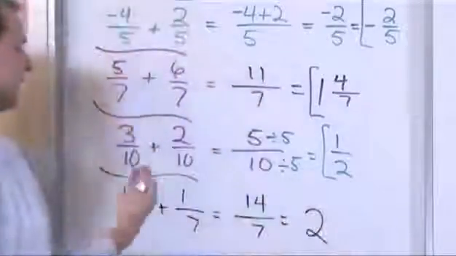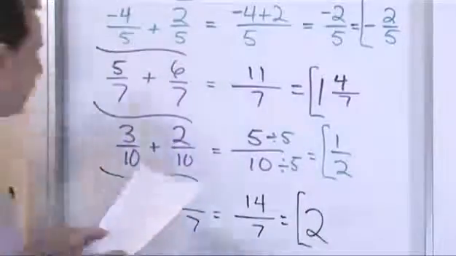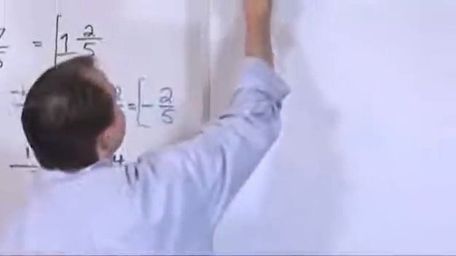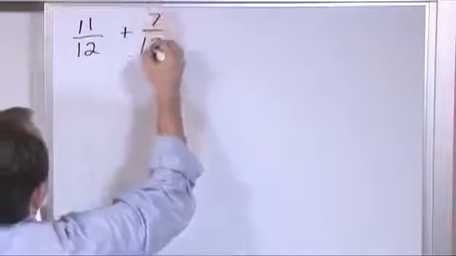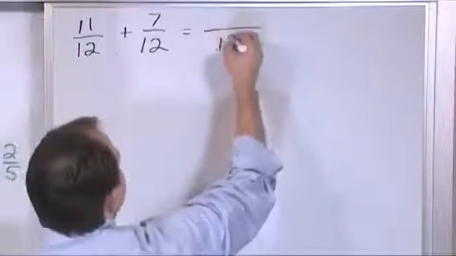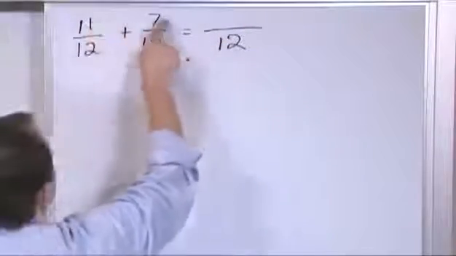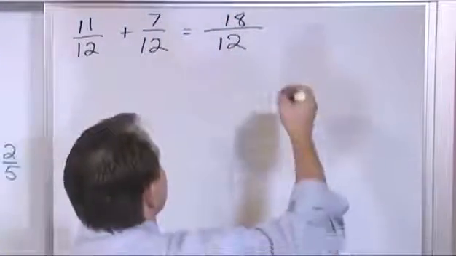It can go 2 full times, and there's no remainder at all, so the answer is just 2. So that's the answer. Now, what if we had 11/12 plus 7/12? We check to see, are the denominators the same? They are, so we keep them. The numerators, 11 plus 7 gives us 18. And again, that's the answer, but it's improper, so let's try to convert it.